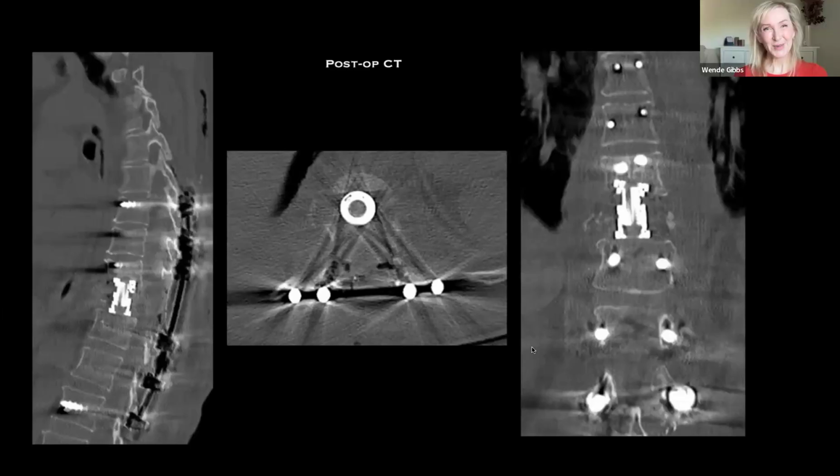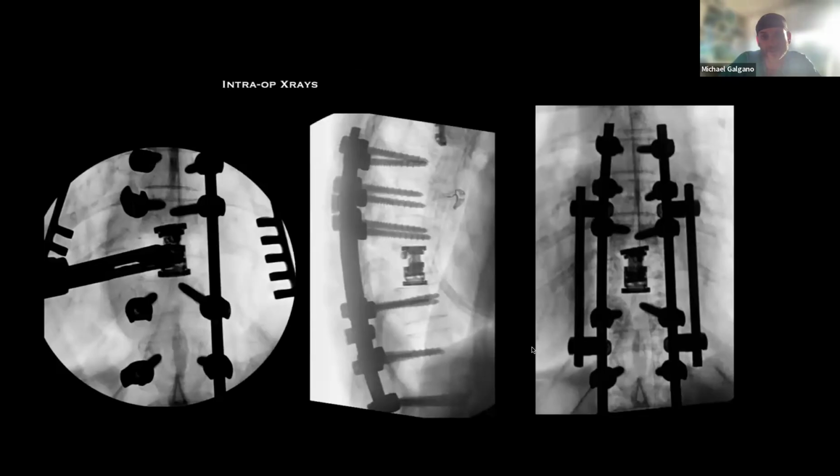So how do you deal with the soft bone or the unhealthy bone? Poor bone quality. You do multiple pedicle screws above and below, like this construct. I think in this case we did three above, three below.